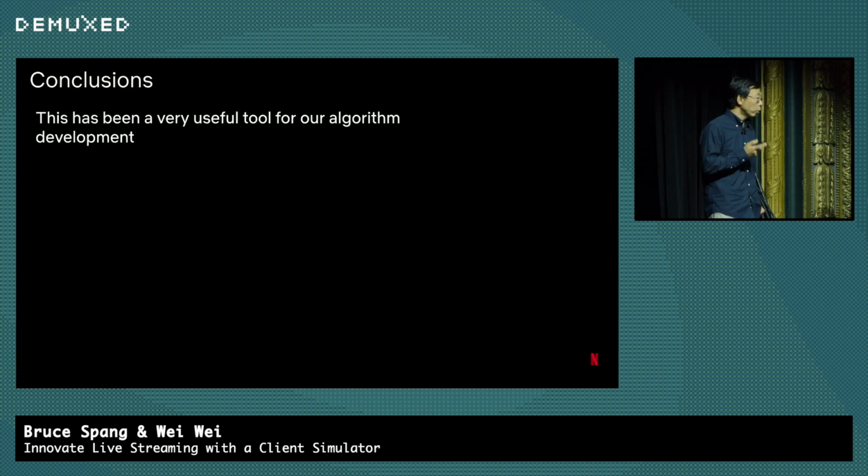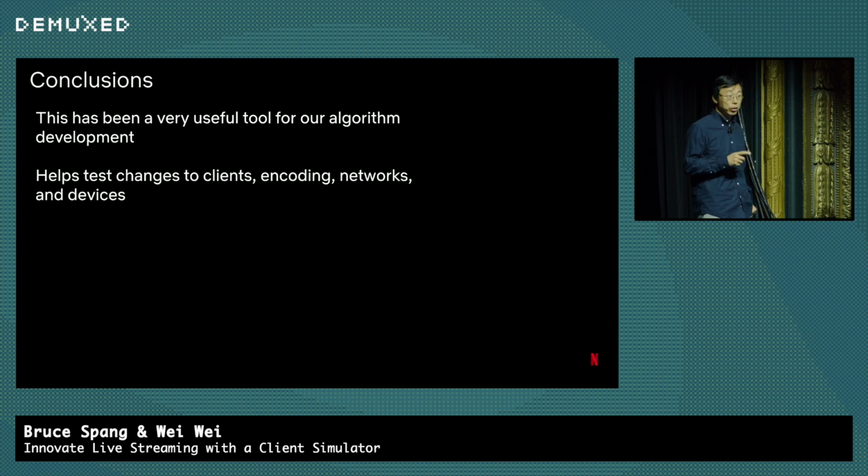In summary, we show that the simulator is a very useful tool to speed up innovation, and we can use it to test changes for all the components in the ecosystem, which include the client-side, encoding, networks, and devices.